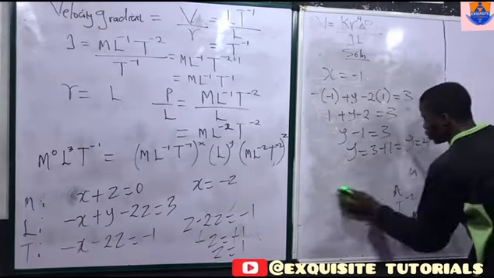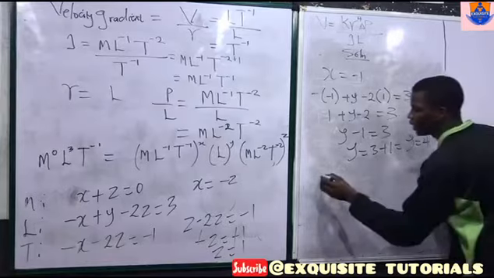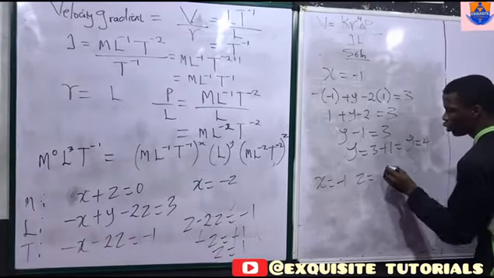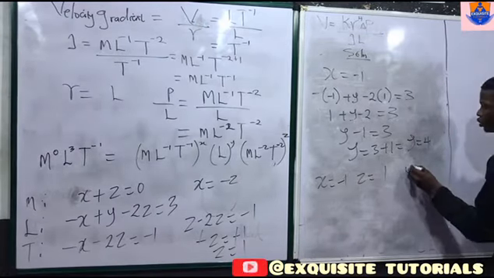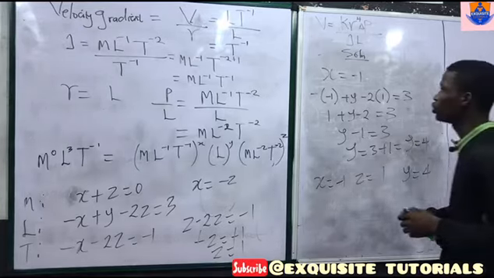So definitely I've gotten my values for x, y, and z. My x is equal to minus 1, my z is equal to 1, and my y is equal to 4. So those are the three values.